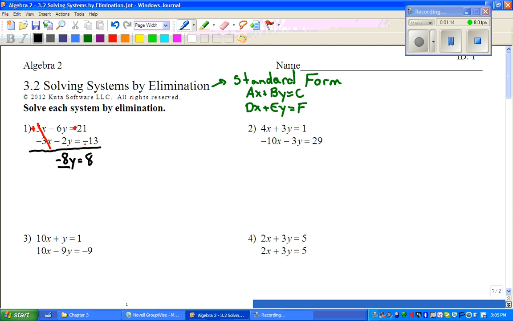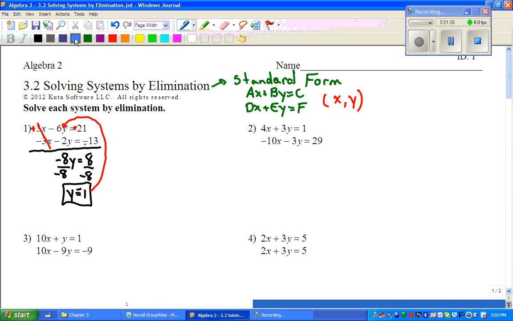All right? Go ahead and divide by negative 8. I get y is equal to negative 1 there. Okay, so y is equal to negative 1. Now, what you're going to do with that is remember, all of my solutions are ordered pairs. I have to solve for an x, and I have to solve for y. So I'm going to substitute this all the way back up in here.